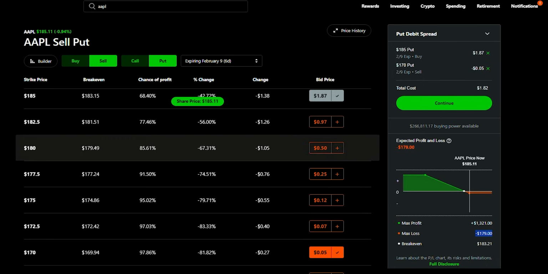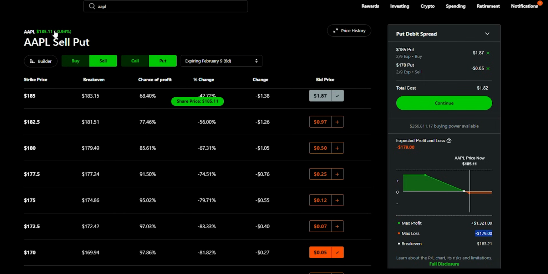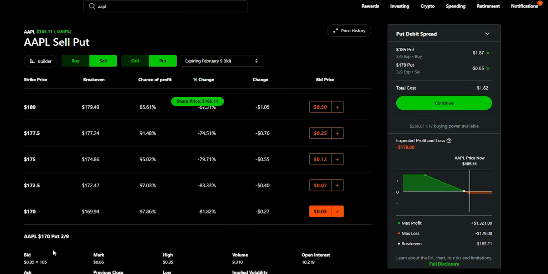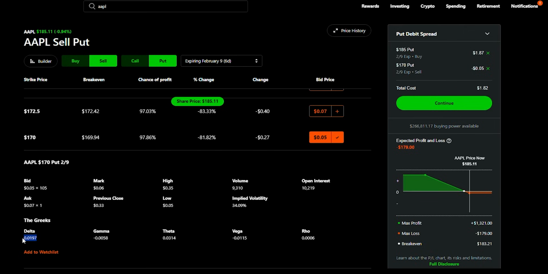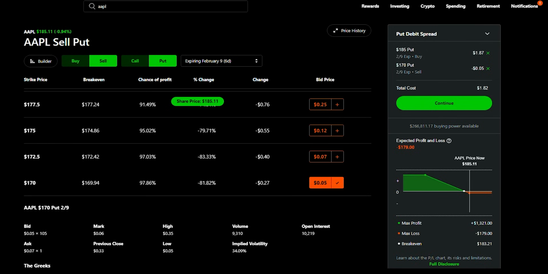But the truth of the matter is, it's very unlikely that the stock is going to go from $185.11 all the way down to $170. That's because during the 6 days to expiration, there is basically almost no chance this will happen. If I expand the 170, you will see that the chance of this happening is 1.97%. That's because delta also represents the chance that the option will go into the money. So in this example, there's less than a 2% chance of Apple going down to 170 in the next 6 days, which is why this option is showing you such a huge max profit. But the chances of this actually happening are extremely, extremely low.